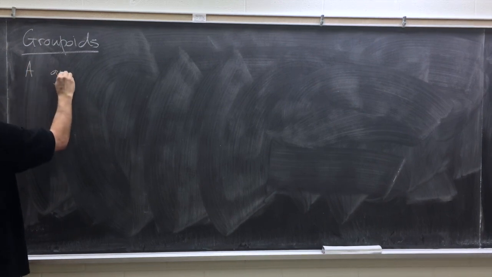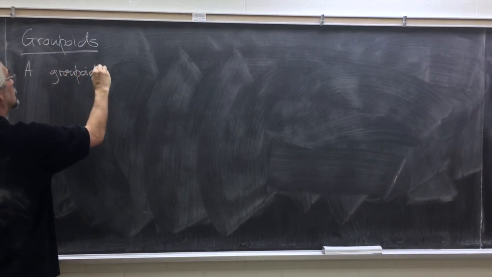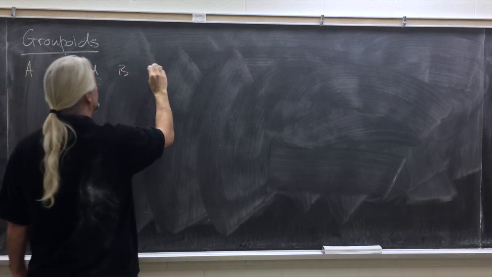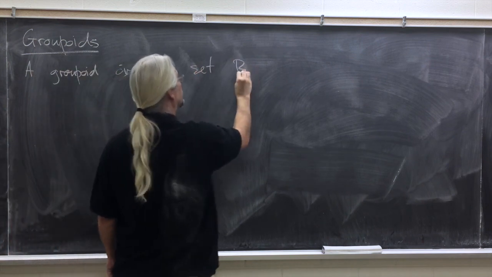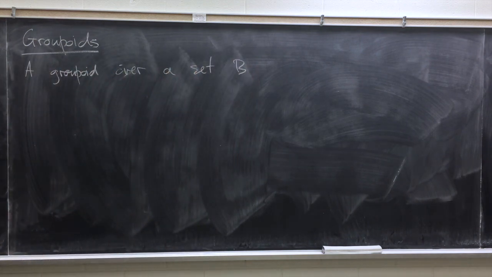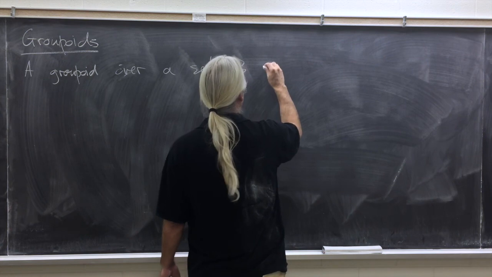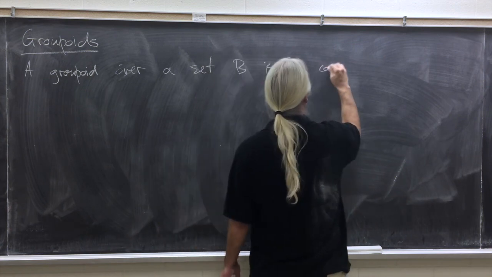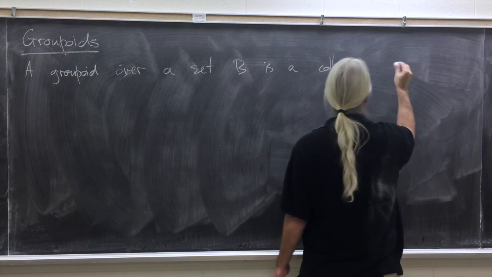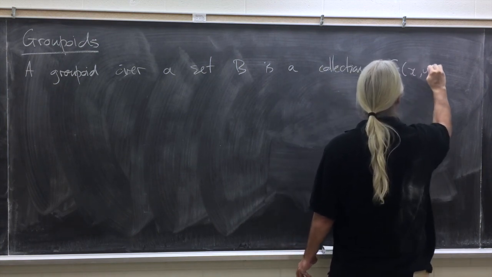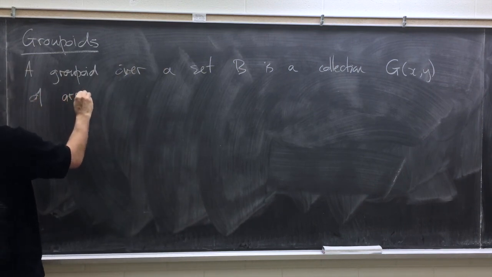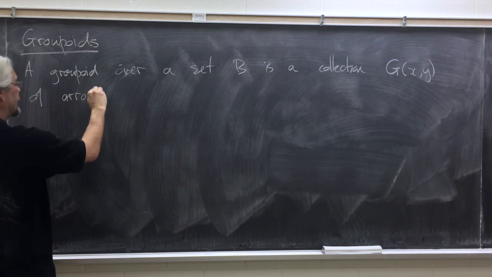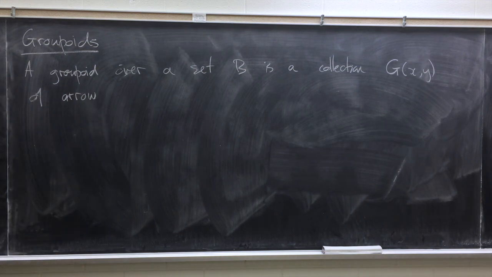A groupoid over a set B. I'll talk about just groupoids with no structure other than set structure to start with. It is a collection G(X, Y) of arrows. You think of these things as mappings, because a groupoid is really a category.